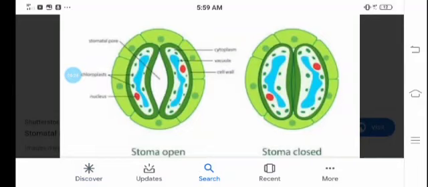Now in the second figure, you can see that the bean-shaped cells are in closed form. So when it is in closed form, carbon dioxide cannot go in, oxygen cannot go out.